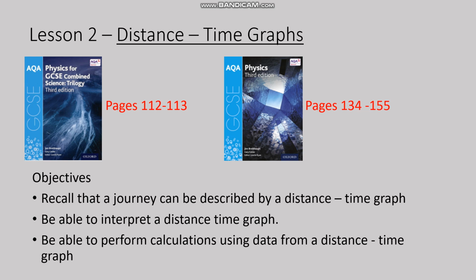This is lesson 2 of the GCSE motion topic entitled Distance Time Graphs. By the end of the lesson you should be able to recall that a journey can be described by a distance time graph, be able to interpret a distance time graph, and be able to perform calculations using data from a distance time graph.